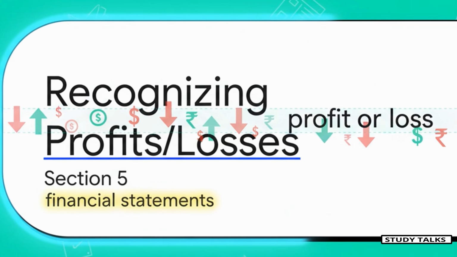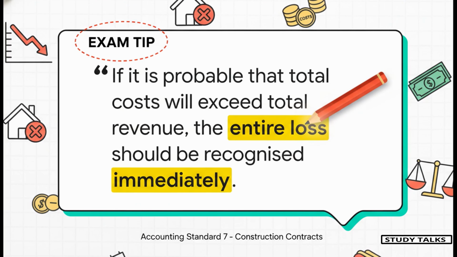Okay, we've got the method, we know the rules. Now for the final step. Let's put it all together and see how we recognize the actual profit or loss in our P&L statement each year. And this right here is one of the most important rules in accounting, period. This is a non-negotiable, must-know point for your exam.